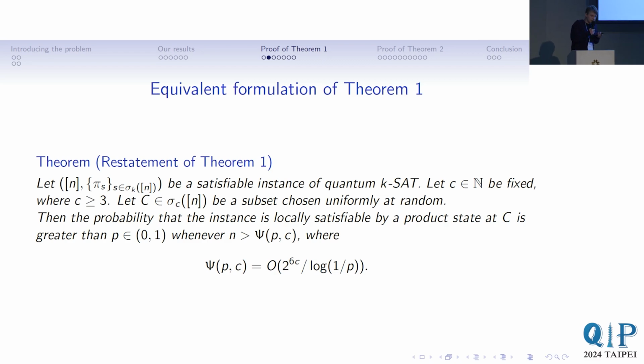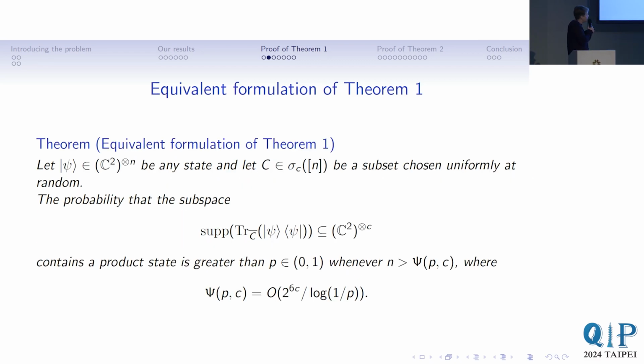So you can change this into a statement about quantum states, and that's the first step in the proof. So here's a statement about quantum states. This is equivalent to theorem 1. If you have any state of n qubits, and then you choose a subset of constant size uniformly at random, then you consider this subspace here. So basically you trace out all the qubits that aren't in this subset, and you get a density matrix on the qubits in that subset.